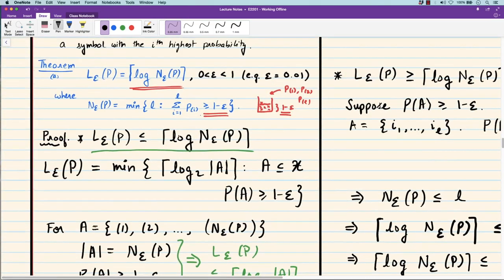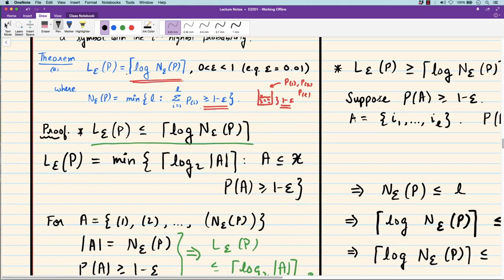We have shown this theorem that L epsilon p is equal to log of n epsilon p, where n epsilon p is the smallest L such that if you add L highest probability elements, that probability exceeds 1 minus epsilon. In fact, this tells you what set A to use to store if you are just wanting to store elements with probability 1 minus epsilon and want to ensure that the number of bits required to store is the least possible. Okay, so we have sort of a formula for n epsilon p, L epsilon p.